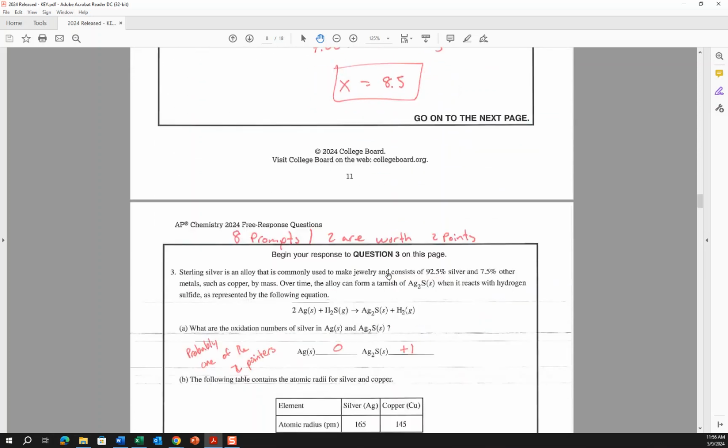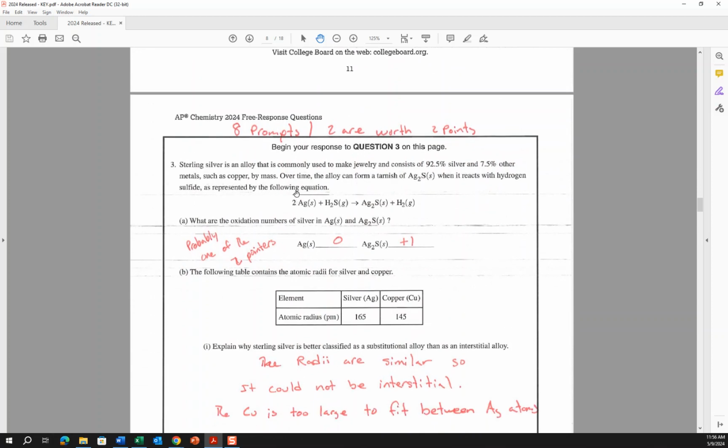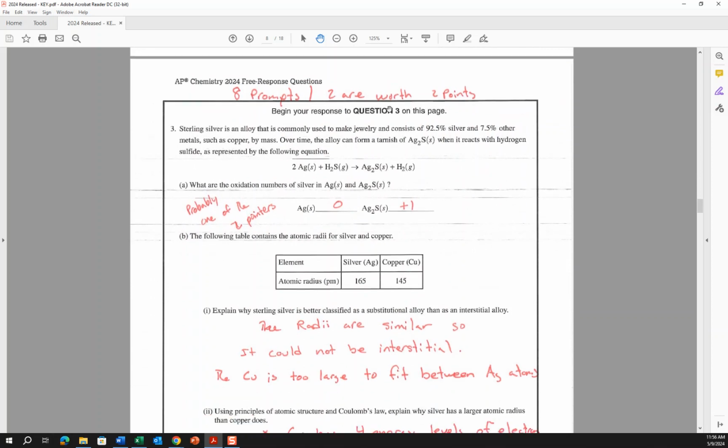All right, we move on to question 3. So here, question 3, there were only 8 prompts, so that means 2 of the prompts are worth 2 points. I'm guessing maybe the first one is because you have to have 2 oxidation states, so maybe 1 point for that one and 1 point for that one, but maybe not. I don't know. It's a guessing game, but at least 2 of these questions are going to be worth 2 points. Okay.